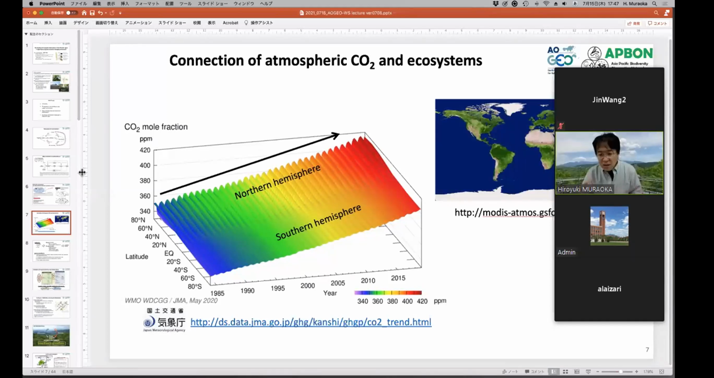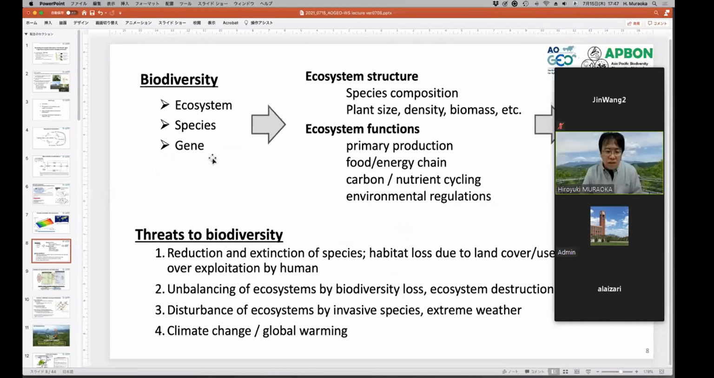So like this, we know that biodiversity, including ecosystem diversity, species diversity, or genetic diversity, will influence the ecosystem structure and ecosystem functions. Ecosystem structure means species composition, or plant size, density, or biomass. And ecosystem functions mean primary production, or food energy chain, carbon and nutrient cycling, and environmental regulations. Then all these ecosystem structures and functions provide ecosystem services that we utilize for our daily lives or some resources.